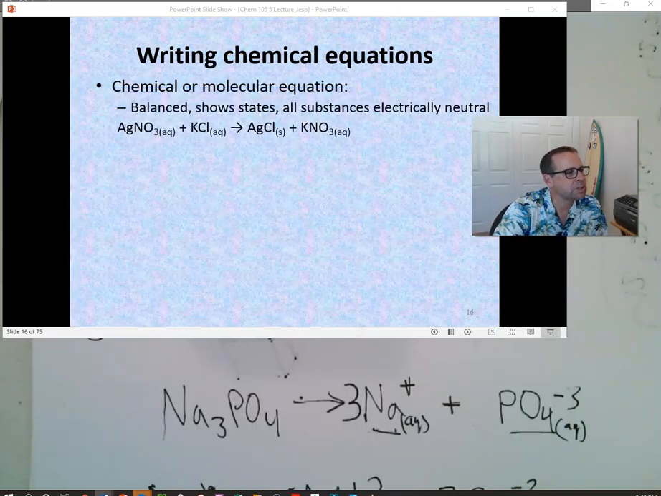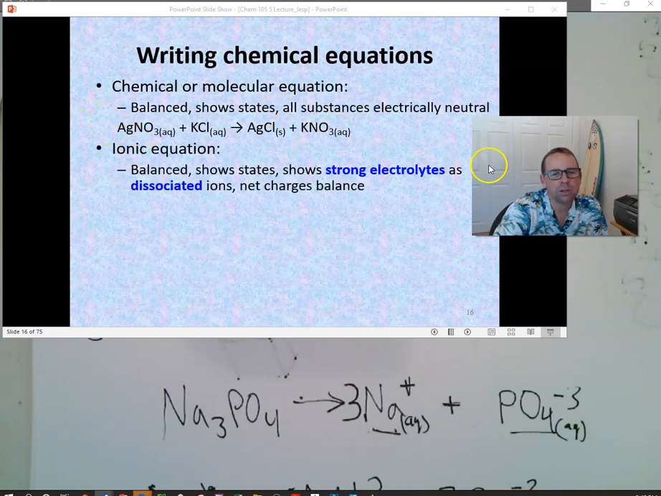Okay. So this equation here, we can read it. We're pretty good at reading equations. It says silver nitrate reacts with potassium chloride to form silver chloride and potassium nitrate. And now we have another way that we can write this.